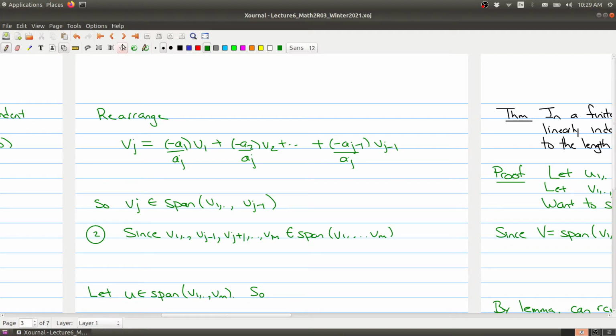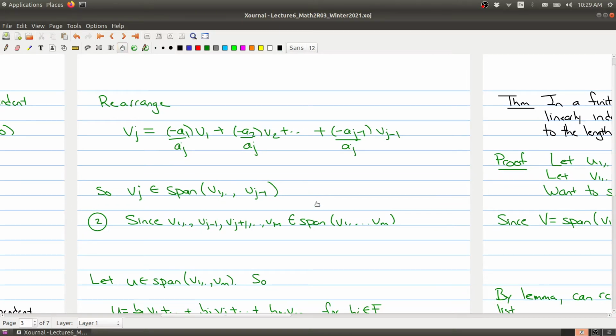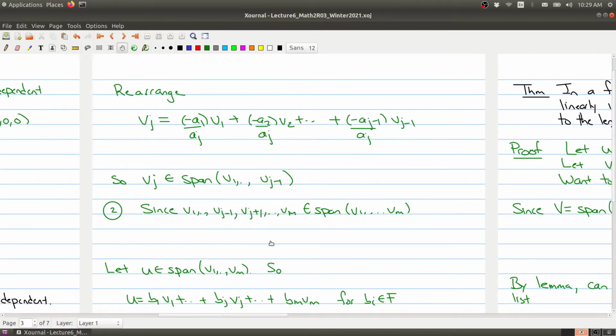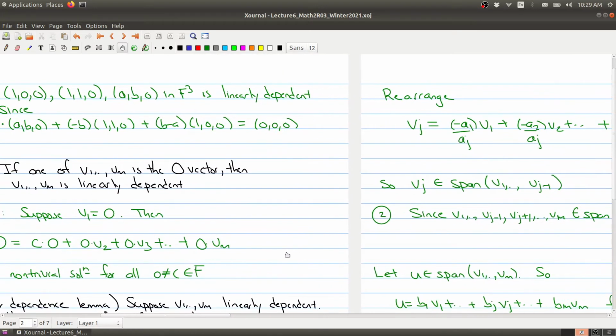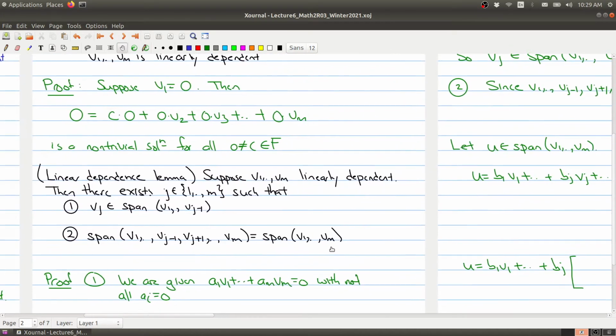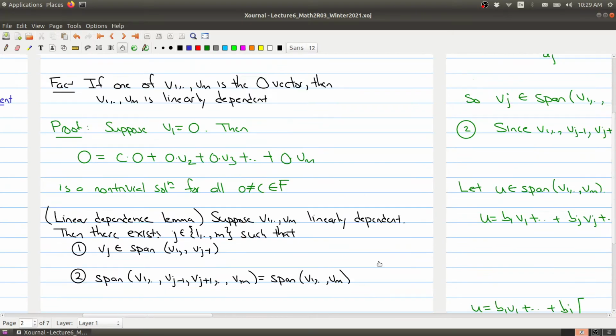So that proves the first part of the linear dependence lemma. Let's look at the second part. Let's go back to the lemma. It's basically saying once you find this Vj, you can chuck it out from your list and your spanning set is still the same.